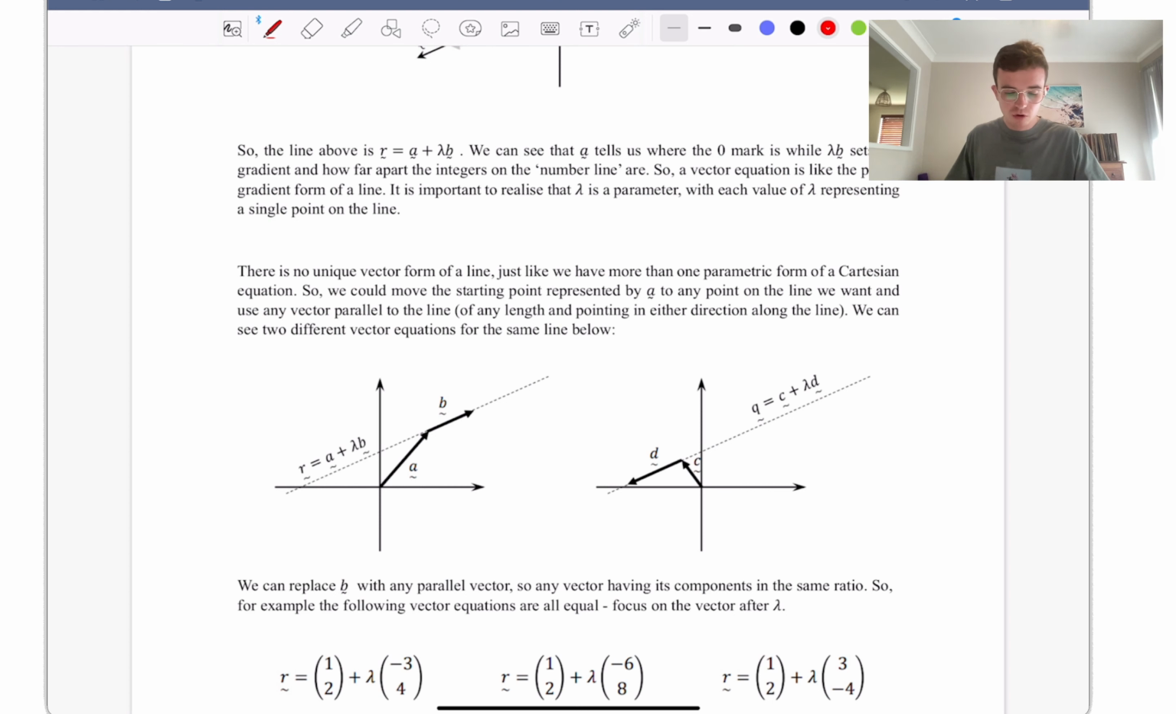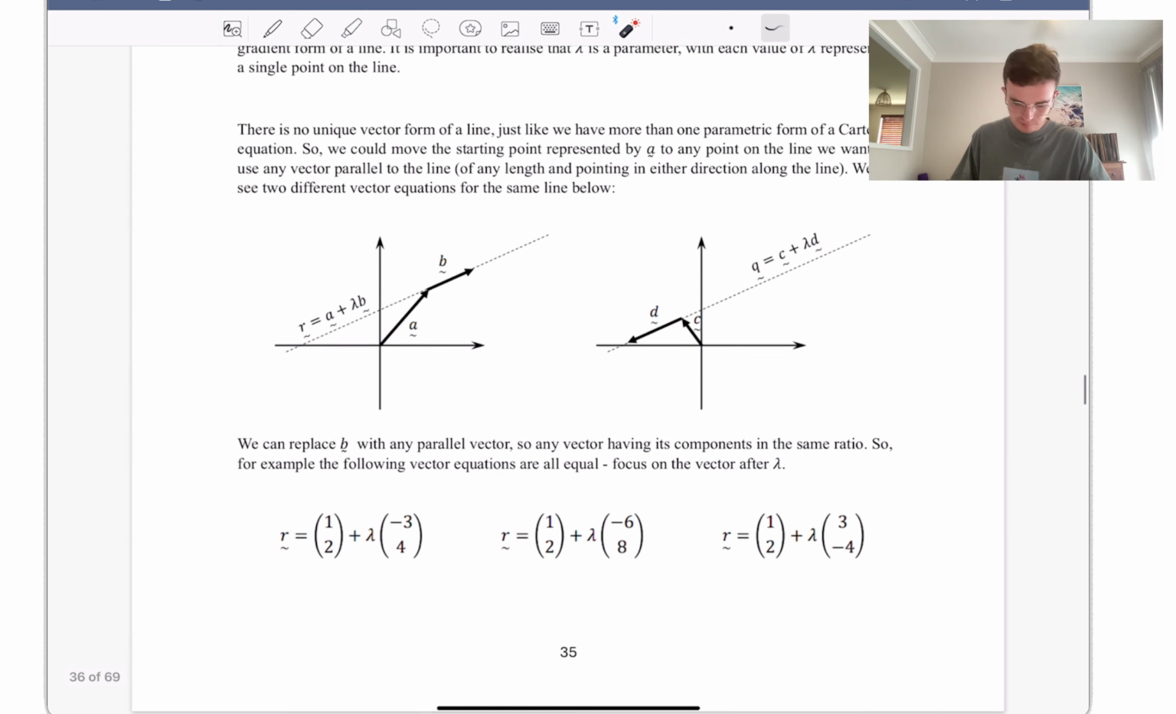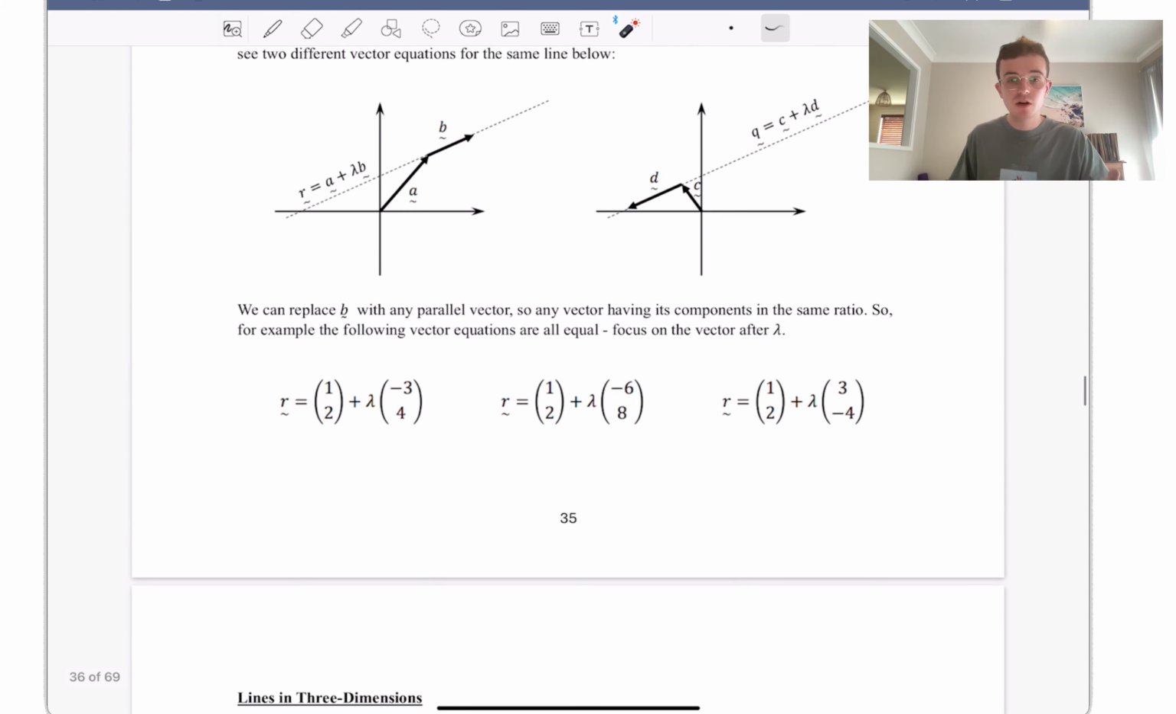So we could start the moving point represented by a at any point on the line, and we want to use a vector parallel to that line. So we can set two different vector equations for the same line. So this vector equation starts up here at point A and goes along B, and that just tells us that it's this line here. Or we could go this way and start here and go downwards. This would still be the same line.